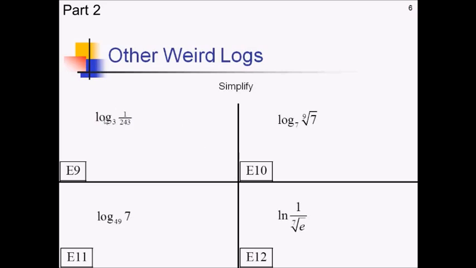For this one, we're asking 3 to the what power is 1 over 243. Well, 3 to the 5th power would be 243. To get 1 over that, we need a negative exponent, so this is going to be negative 5.